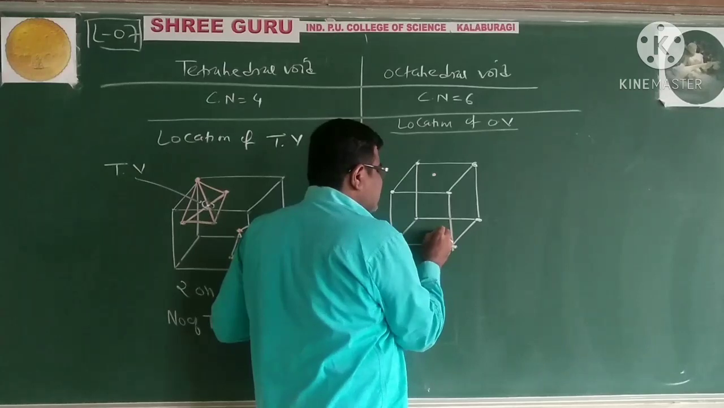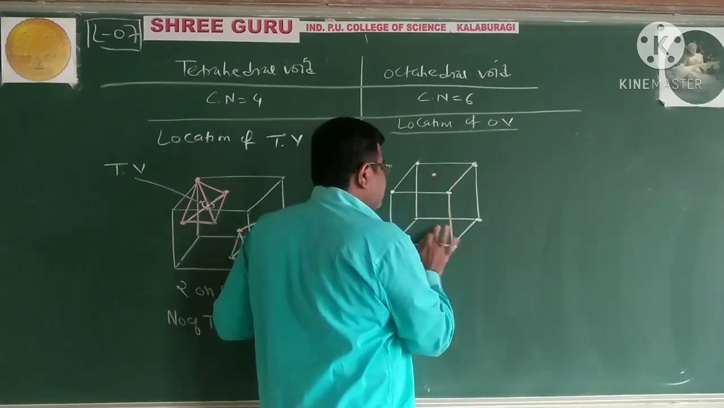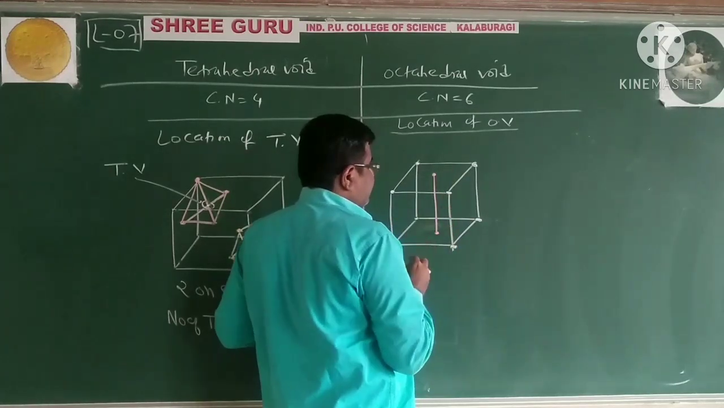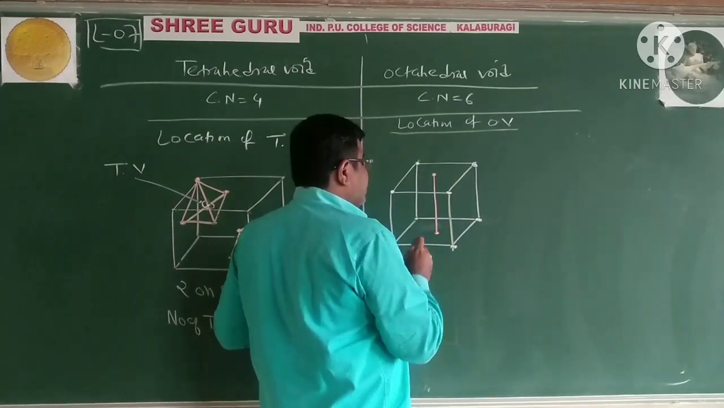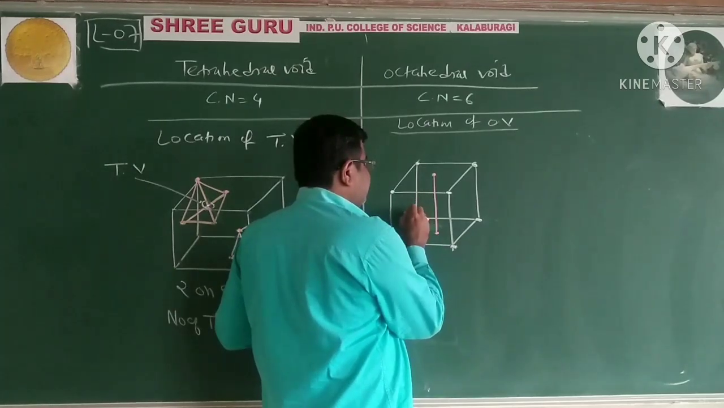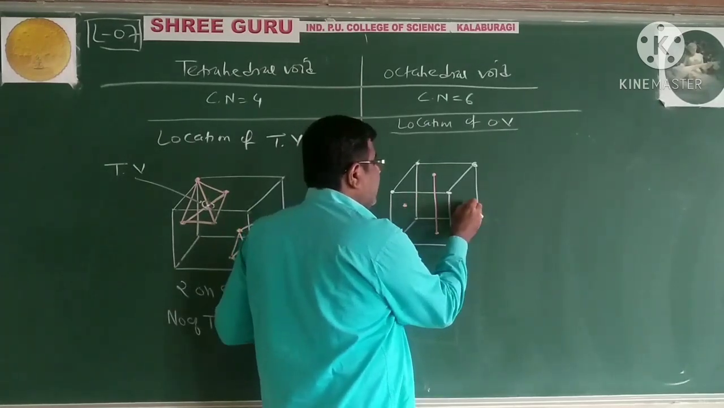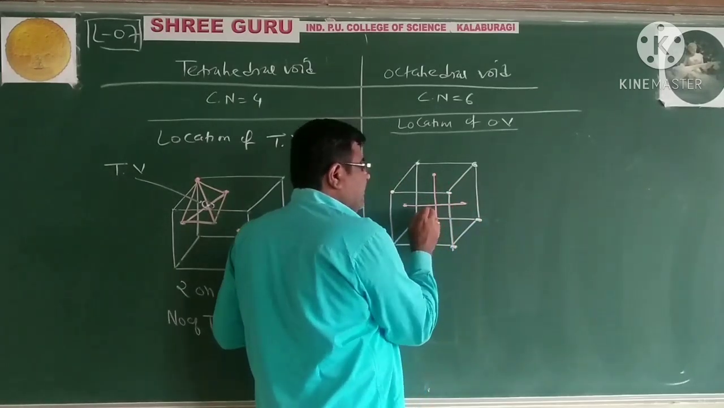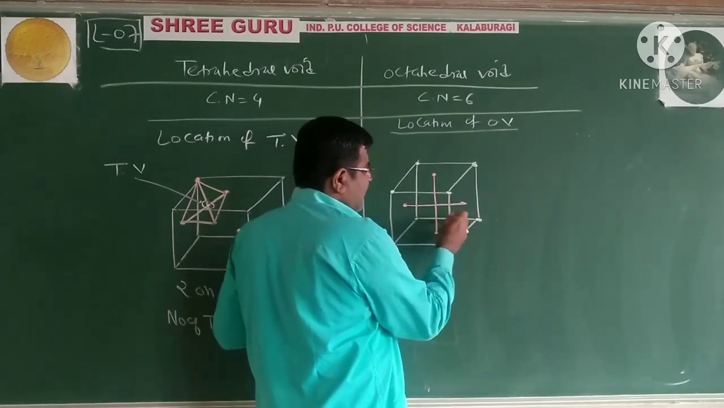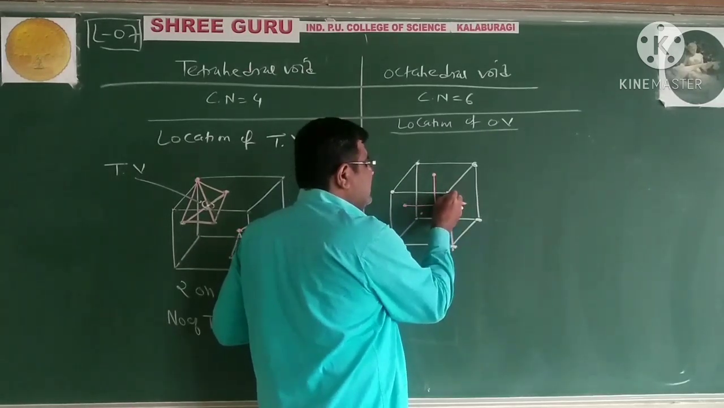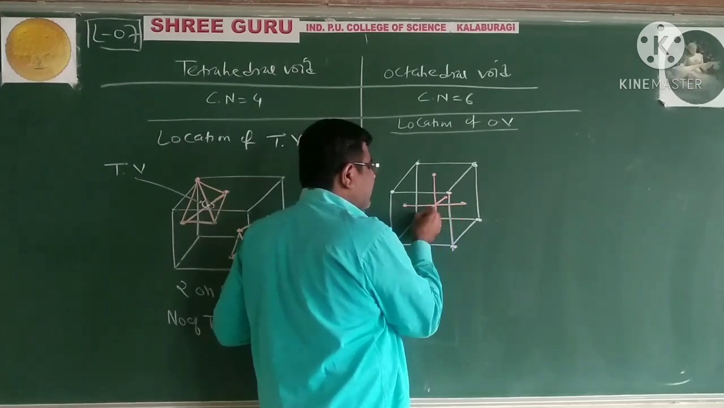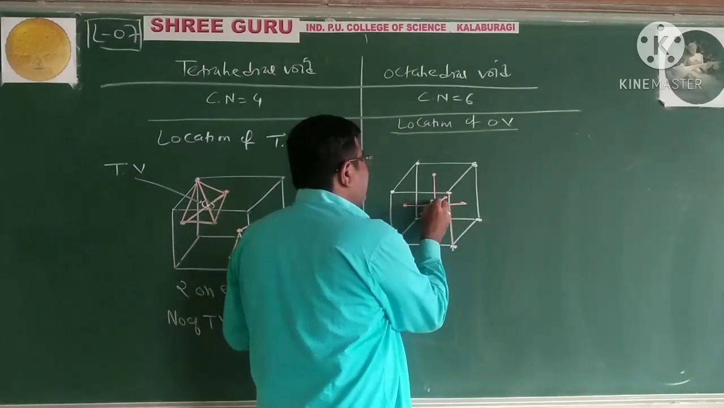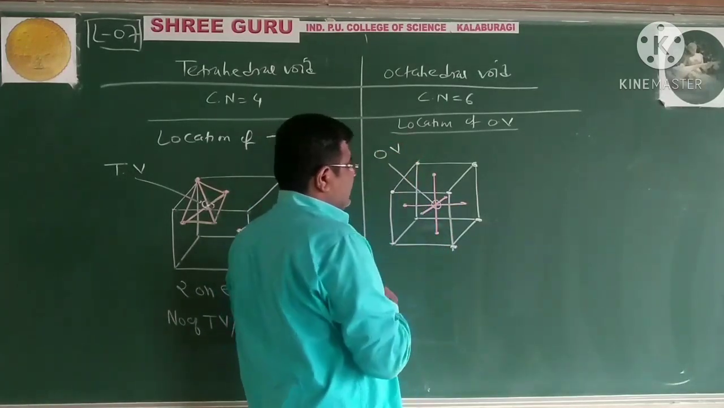This is one face center, this is one face center. We'll connect it. Then this is one face center and this is one face center. We'll connect it. This is top, bottom, left, right, and this is front and rear, like this. And here is that hole. We call it an octahedral hole.